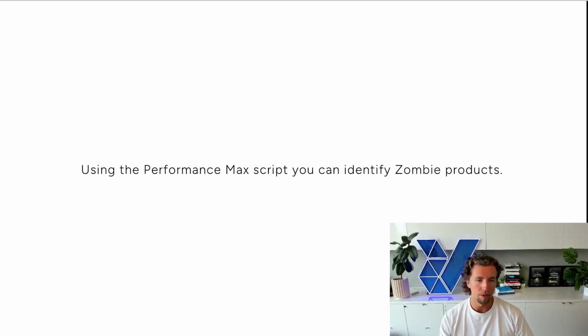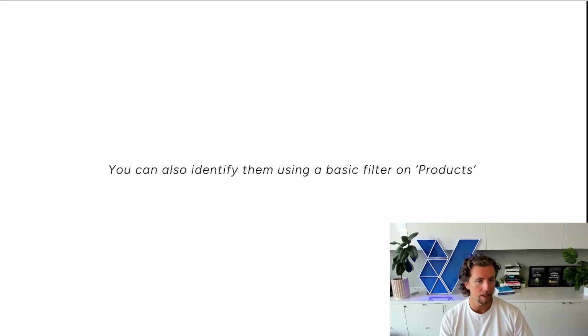There's 2 ways that you can do this. Number one is you can use the Performance Max script to be able to identify zombie products. I'll dive into how to do that in just a second. And the second way is you can use basic filters on the product level to filter out to just zombie products and then do a basic export and copy your SKUs that way. So I'm going to run you through both these methods, and then we'll go into the best ways that you can then take those SKUs and launch them for the greatest degree of success.